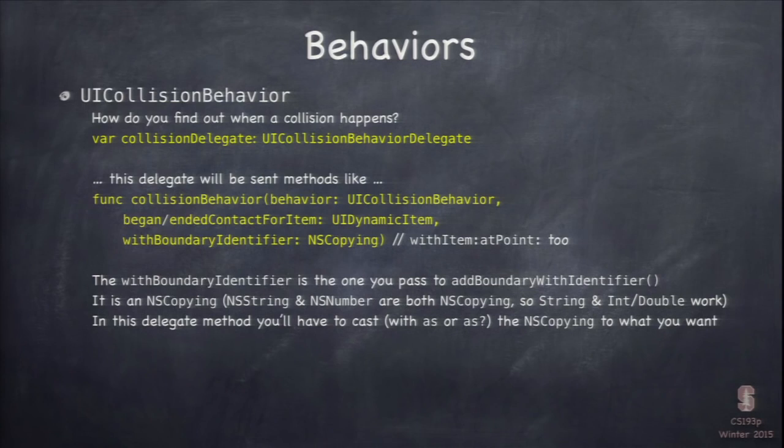You see that boundary identifier is the third argument there in this method that it's going to call in its delegate. And you have to cast that thing, because it'll be an NSCopying, so you're going to cast it to be a string or a number, whatever you put in, cast it back to be that, okay? So that's a little small thing to understand, that casting behavior. Okay? So that's simple collisions.